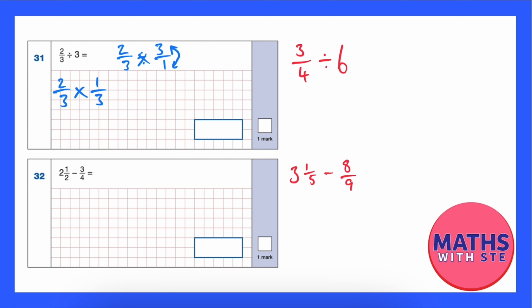Great, now we just need to times the fractions. Now when you're timesing fractions, we've got a common denominator here, but you don't actually need a common denominator. You just need to times the top by the top and the bottom by the bottom. So 2 times 1 is 2, and 3 times 3 is 9. So the answer is 2/9.